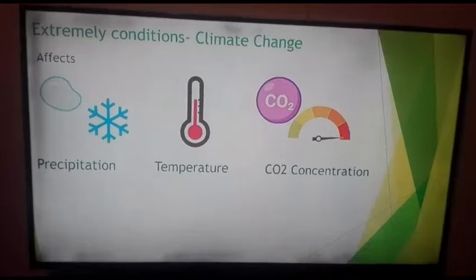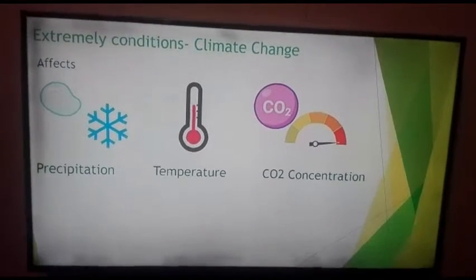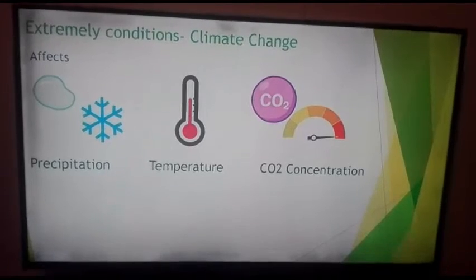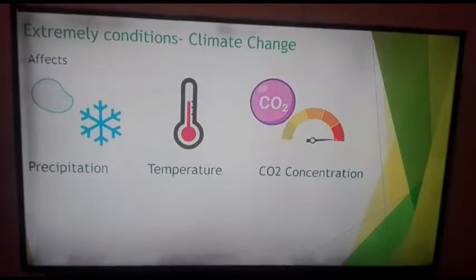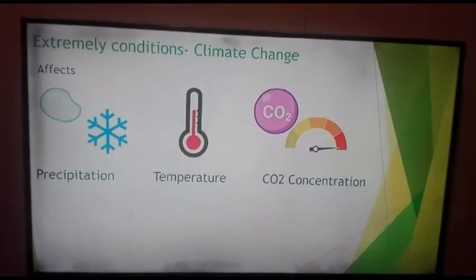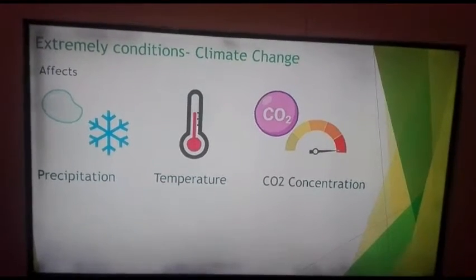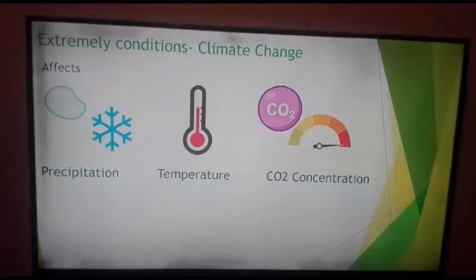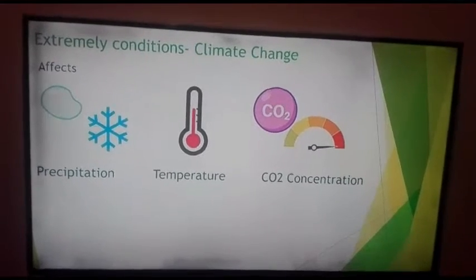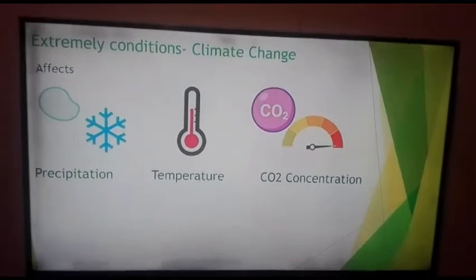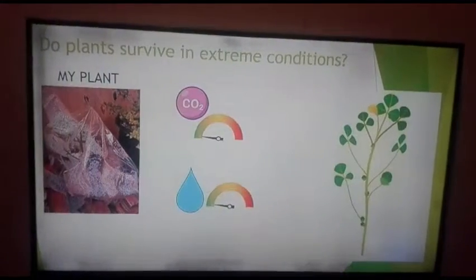Second factor, temperature. The high humidity maintains the stomata open, allowing the constant entrance of CO2, increasing the flowering and the fruit production. As the third factor, the high CO2 concentration forces the velocity of the photosynthesis, affecting the plant in a negative way because it's not yet prepared.